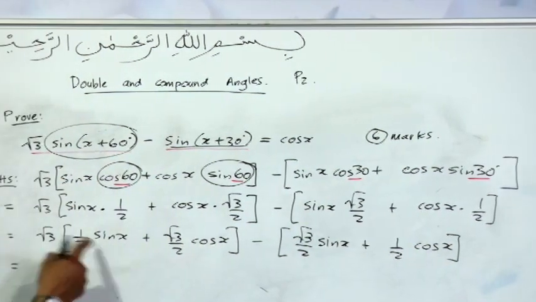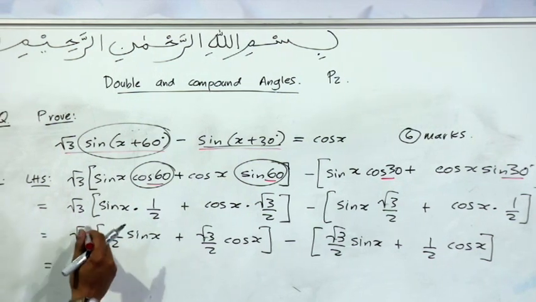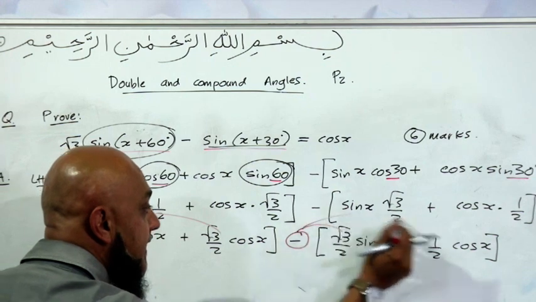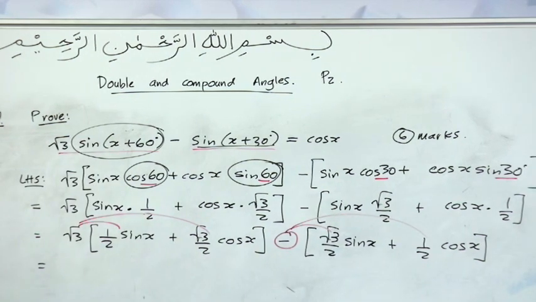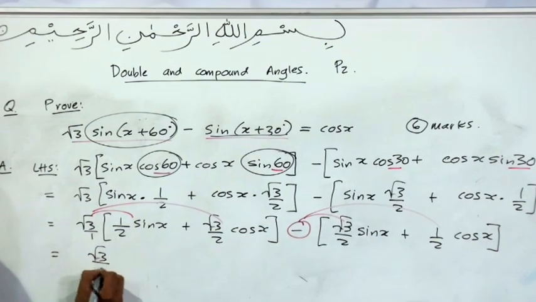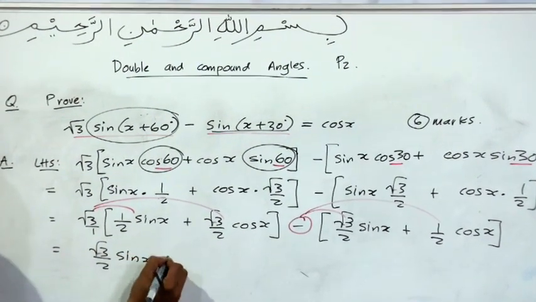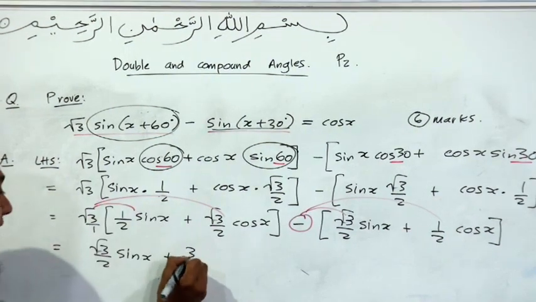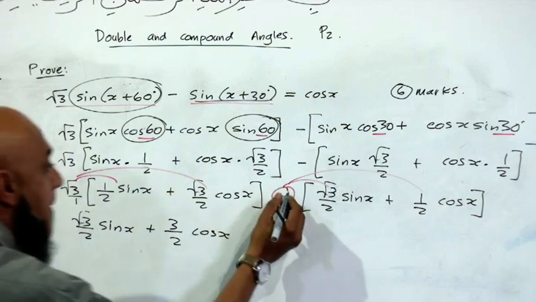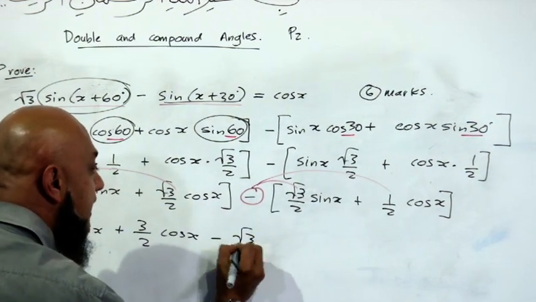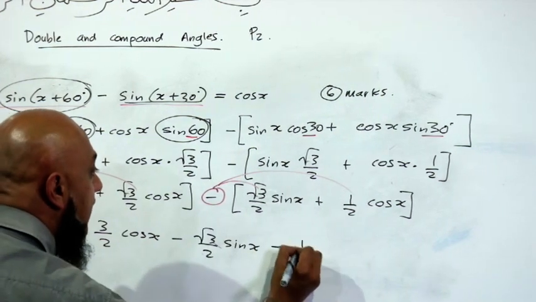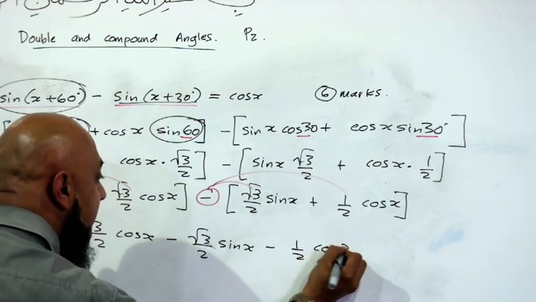Now, multiply this in. Remember, we've got root 3 outside, so it must be multiplied by both. We've got a negative outside, it must be multiplied by both. So what do I have? I've got root 3 over 1 times a half, root 3 over 2 sine x, plus root 3 times root 3 is 3 over 1 times 2 is 2 cos x, minus root 3 over 2 sine x, minus a half cos x.